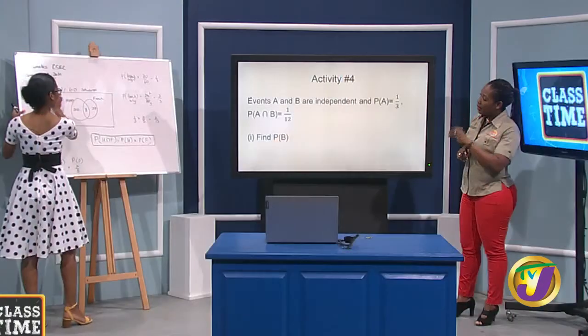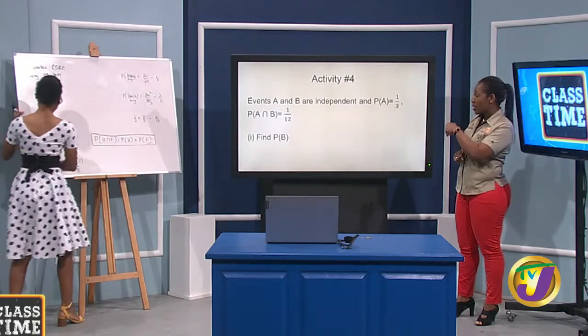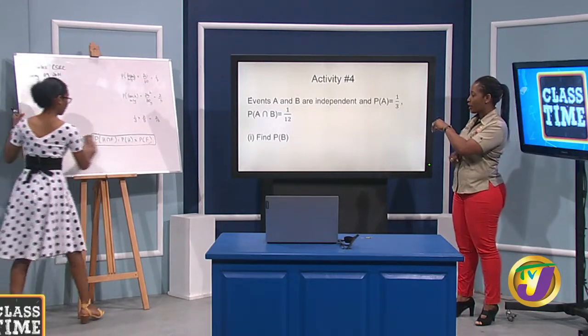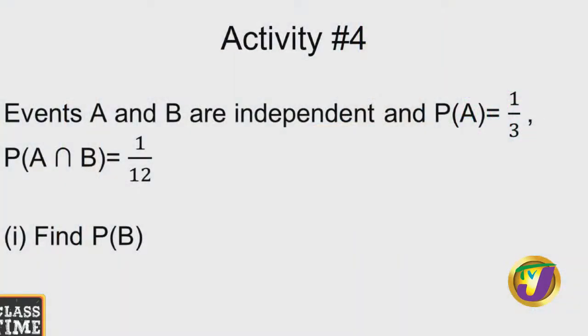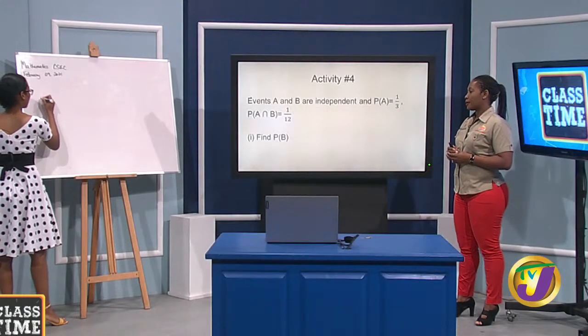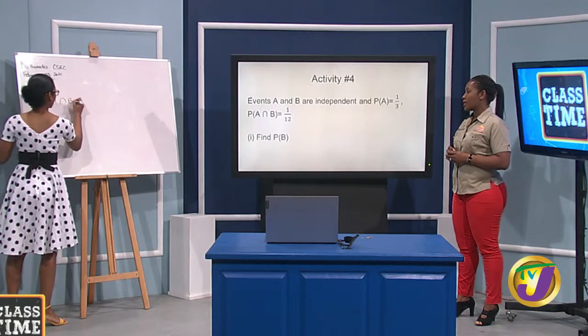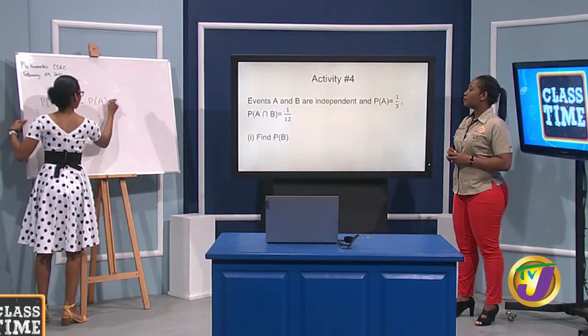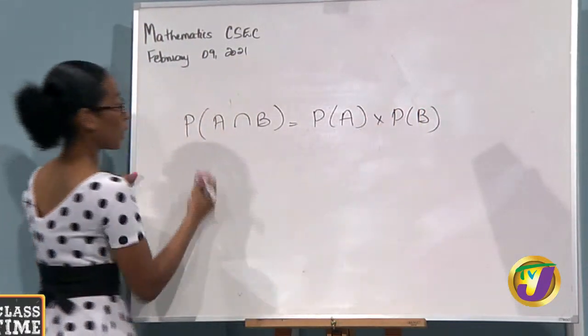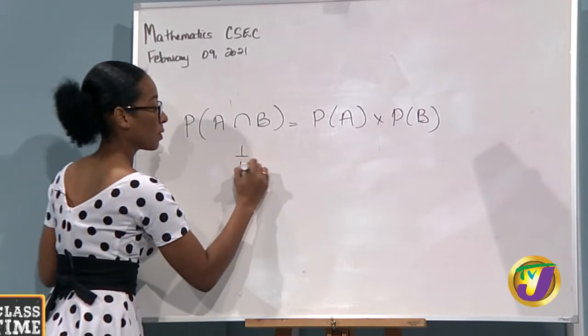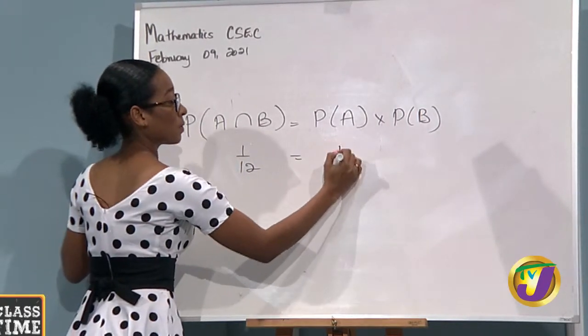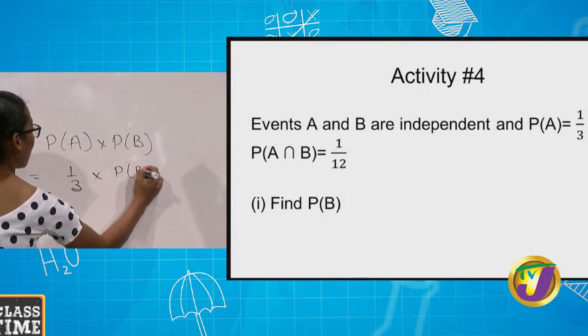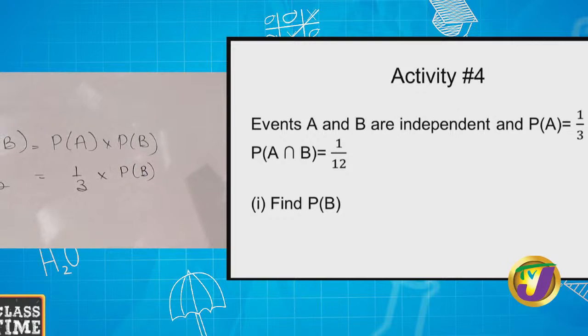I can use the probability of A intersect B, the probability of A occurring and B occurring, is 1/12. I also know that the probability of A and B is equal to the probability of A multiplied by the probability of B. So let me write that first: the probability of A intersect B equals the probability of A multiplied by the probability of B. I know that is 1/12, so I can substitute 1/12, and I know the probability of A is 1/3. I can put a question mark there, or we can leave it as the probability of B, which can work too.